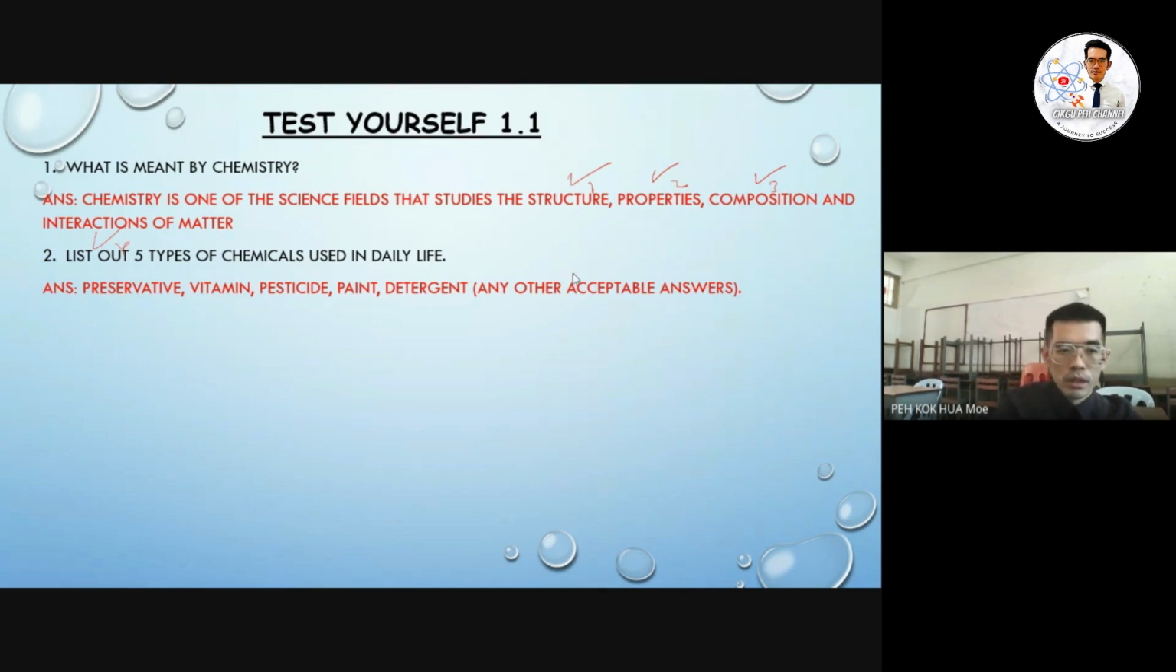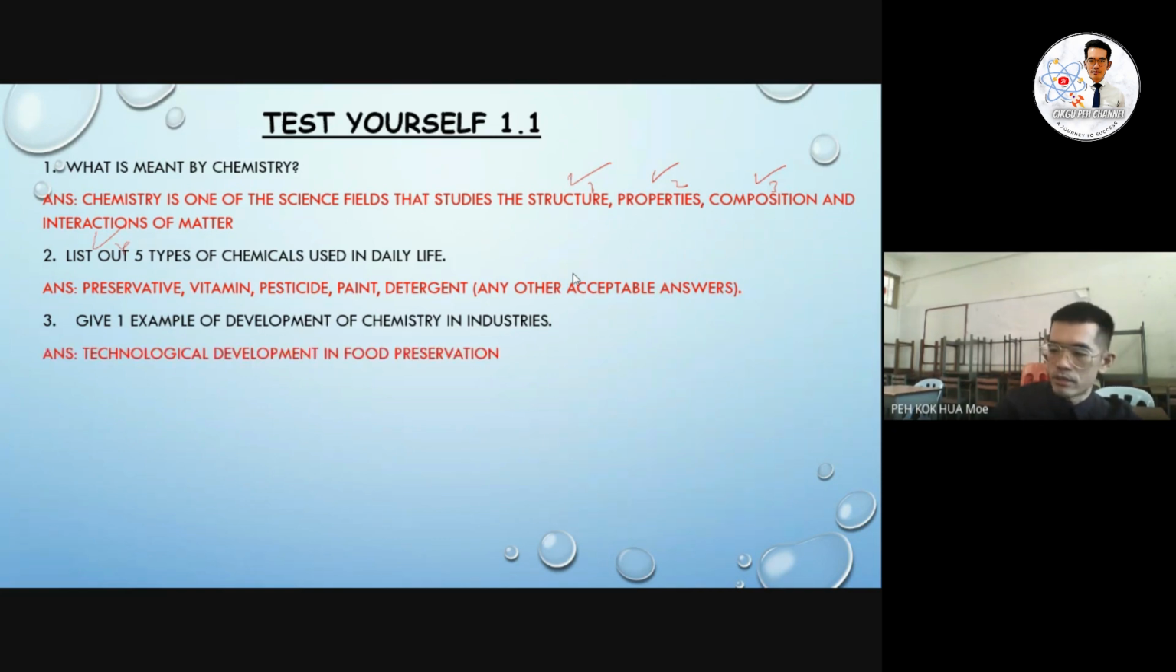The next question is to give one example of the development of the chemical industry. Here we still have many answers, but we just discussed one development, which is food preservation. The answer from the book is food preservation, but you can give another answer also.